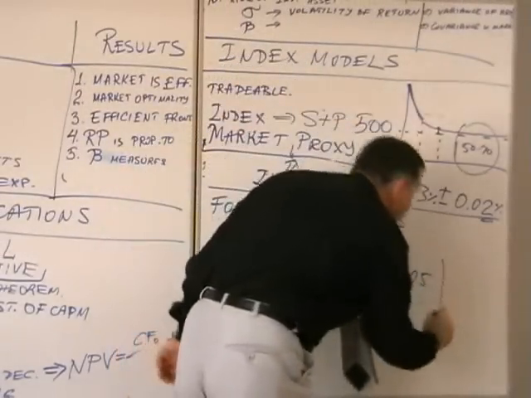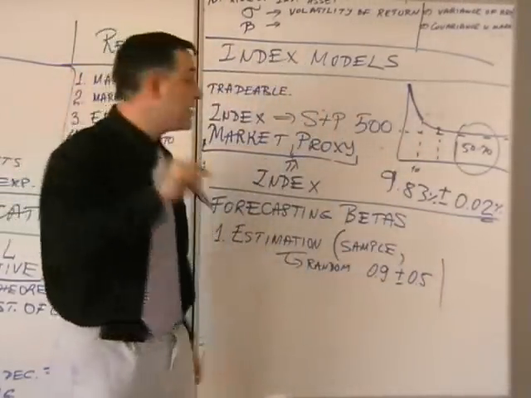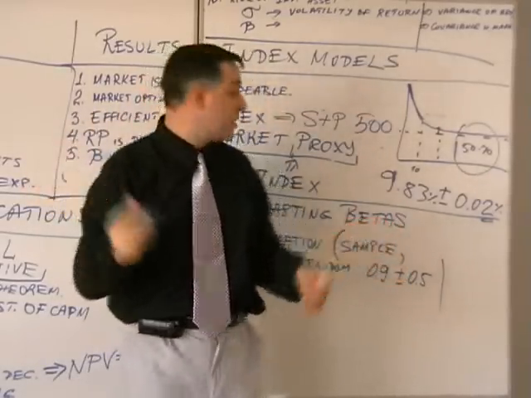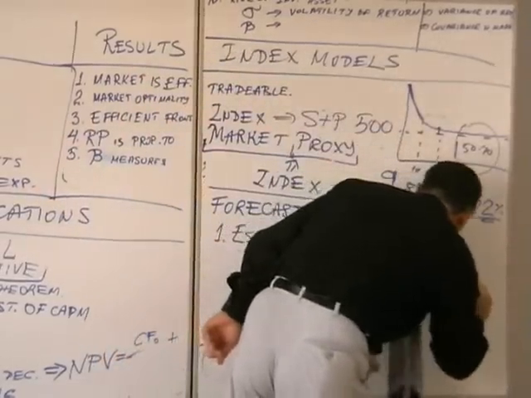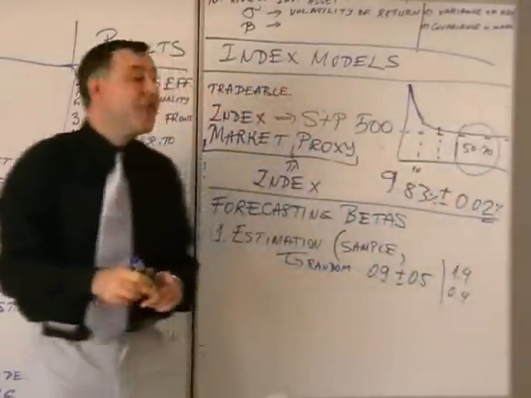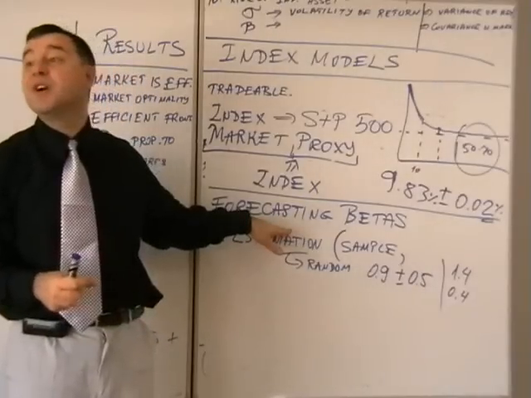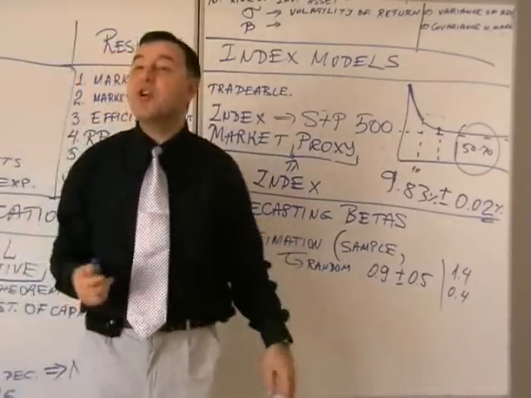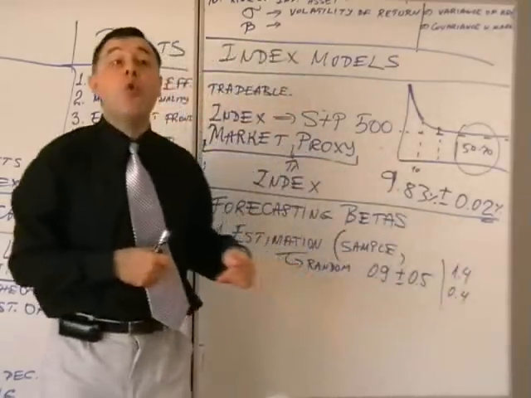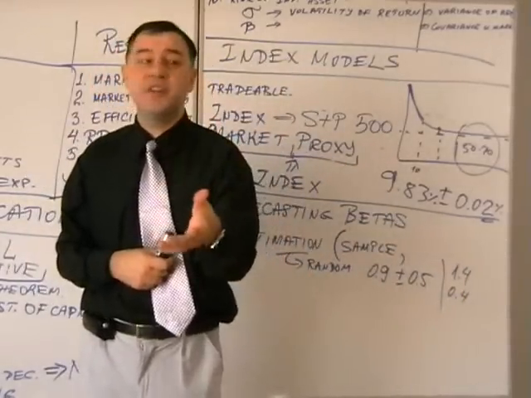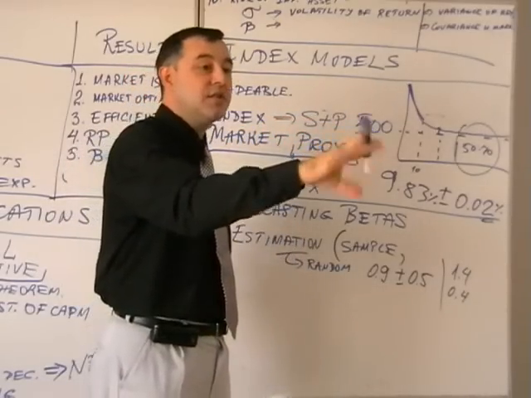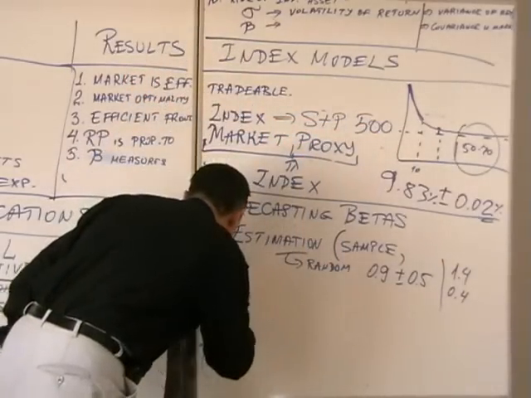So the one sigma range, in other words, the mean plus one sigma to the left and one sigma to the right, will be 1.4 and 0.4. So the very first problem of even forecasting beta is that you don't even have an idea, is it 0.6 or is it 1? So what you even start with is already a big problem in the first place. Have a question? No. So that's the first big problem.